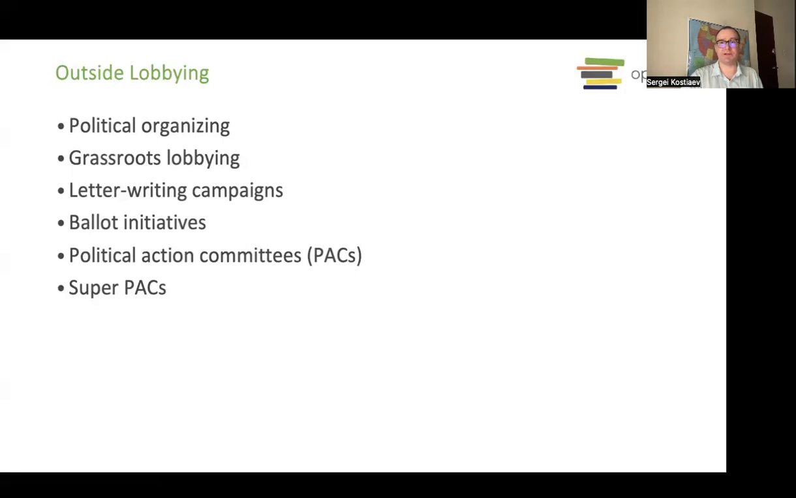and if this lawmaker is in a tough election campaign, he actually might listen to those letter writing campaigns. So this lobbying tactic is actually effective sometimes.